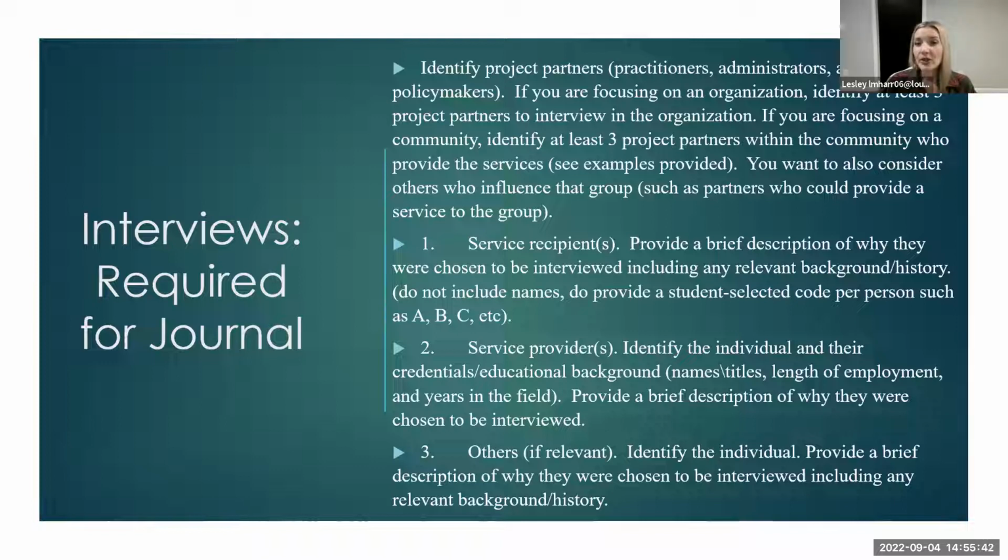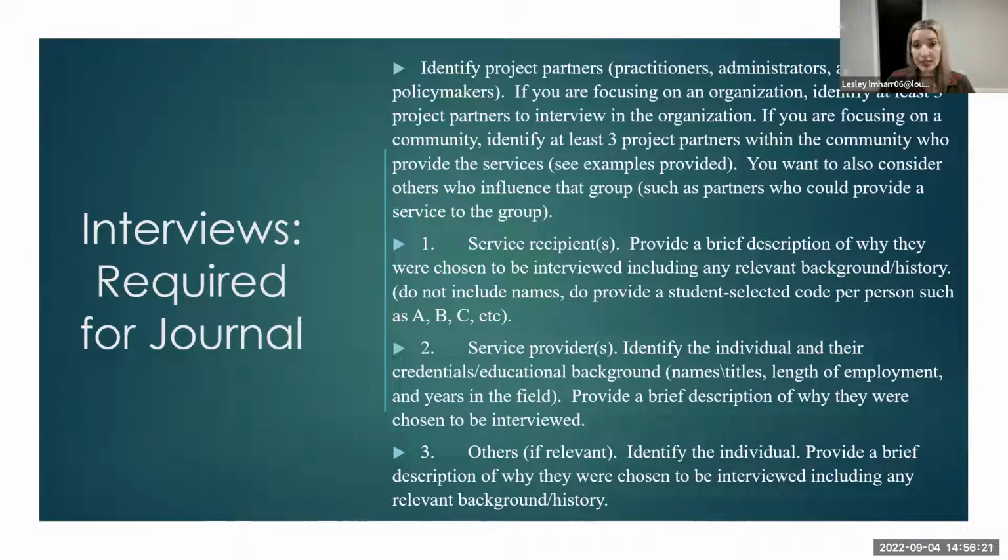You want to also consider others who influence the group, such as partners who could provide a service to the group. Long story short, you do not need to interview, let's say, 3 social workers. You could interview a manager, you could interview a social worker, and you could interview a counselor. So they can be people of 3 different positions, but they all have to be involved in the milieu of services that are being provided to the population of focus.